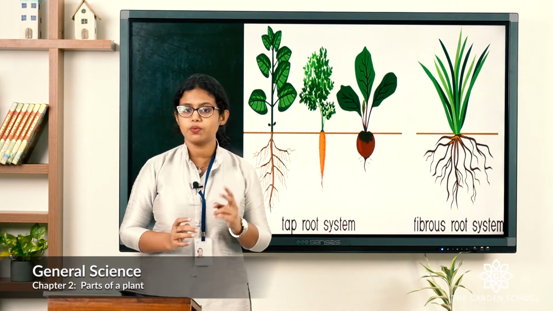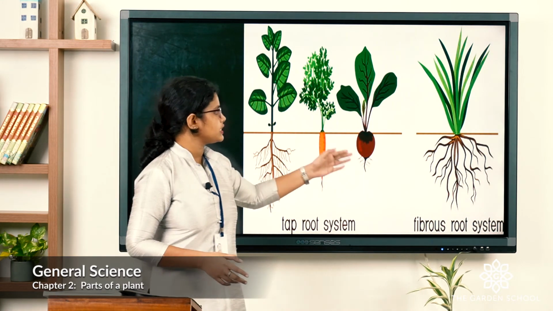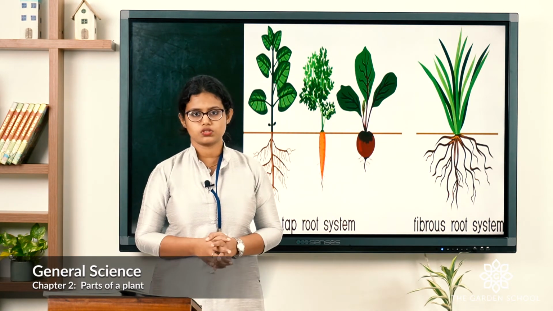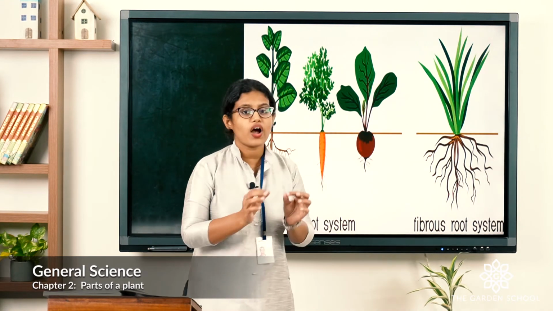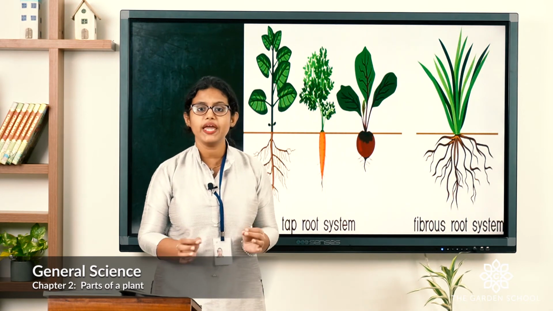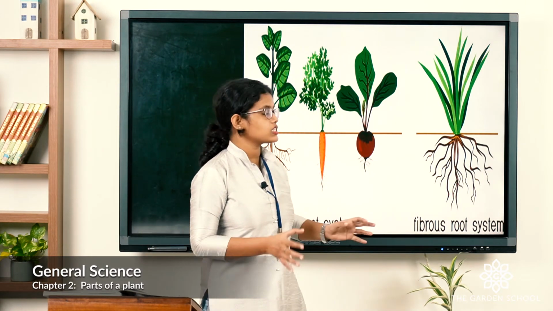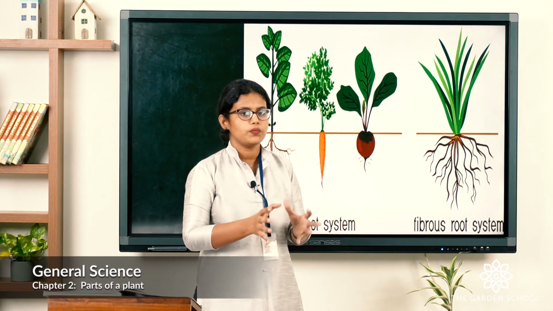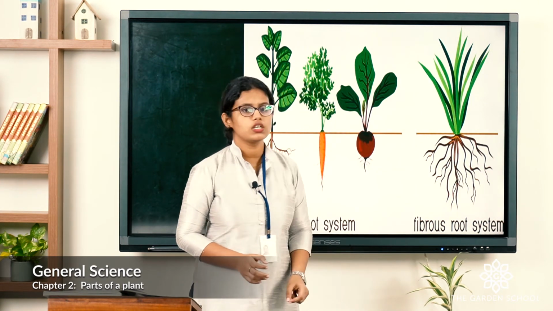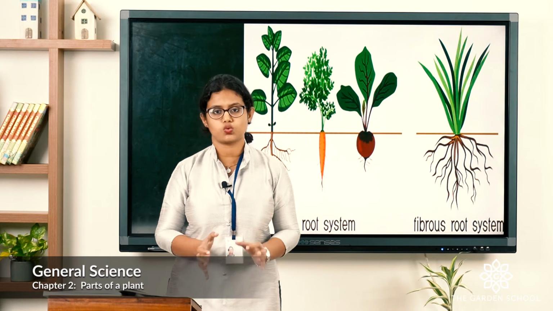Next one. What is the next type of root? It is called the fibrous root. Here you can see there is no main root. Some plants have no main root, but they have fine separate roots coming from the base of the plant. That is called the fibrous root. See this example, see this picture. If you closely observe this picture, you can see there is no main root. They have thin roots coming from the base of the plant. Such roots are called fibrous root.